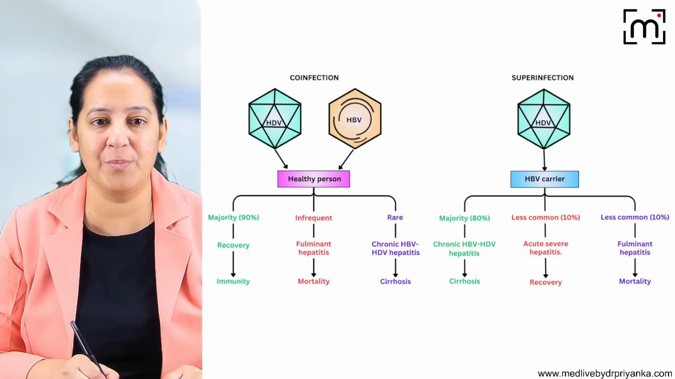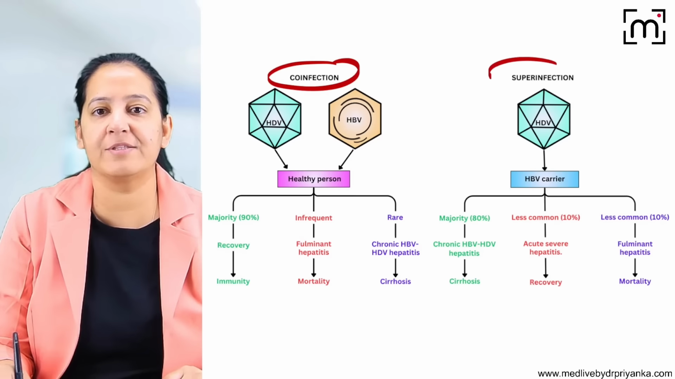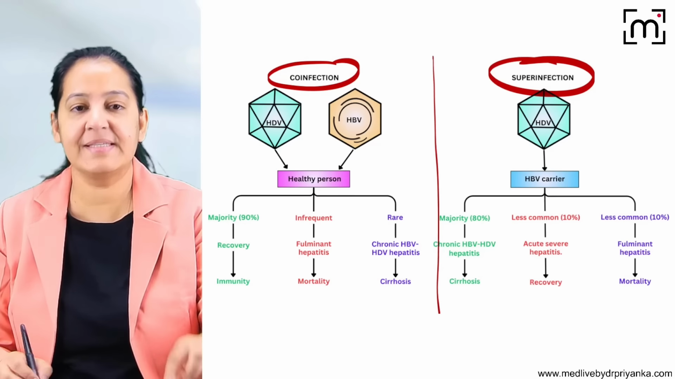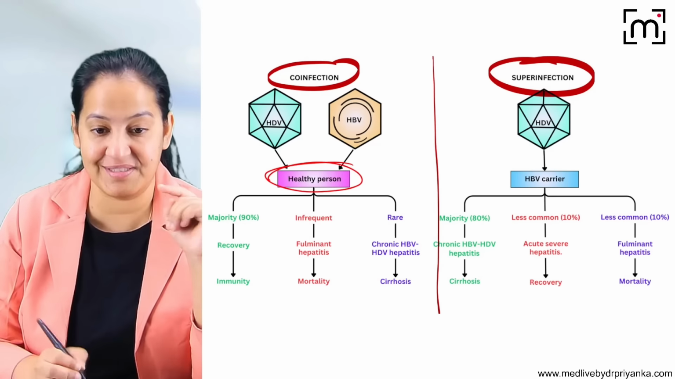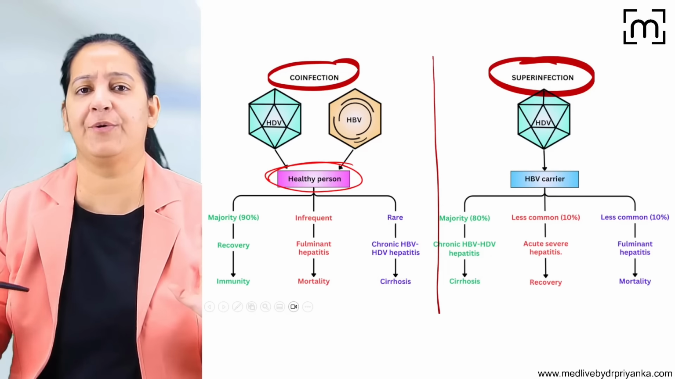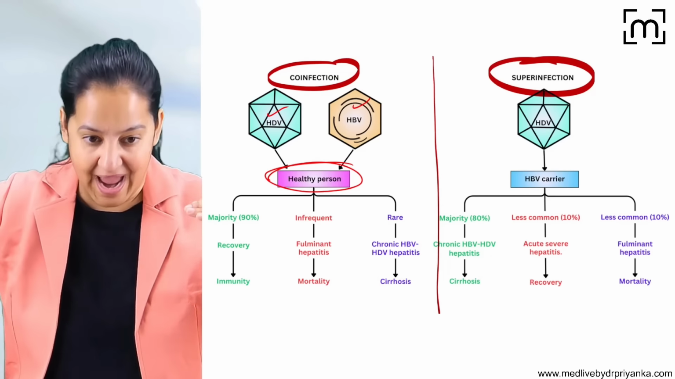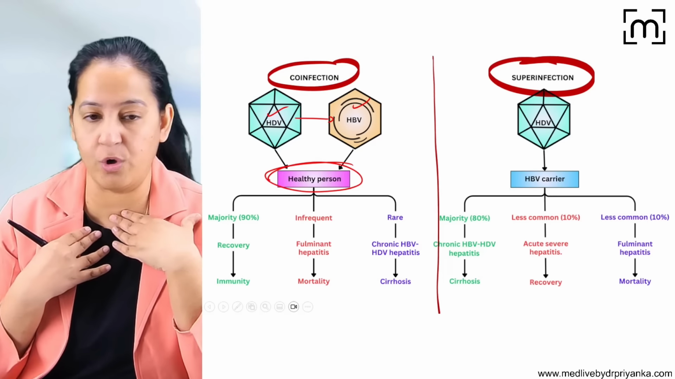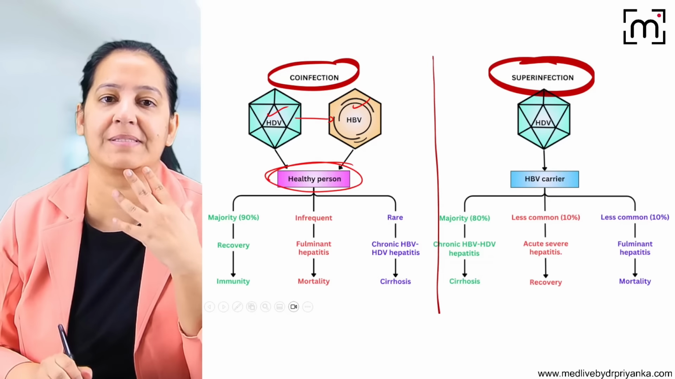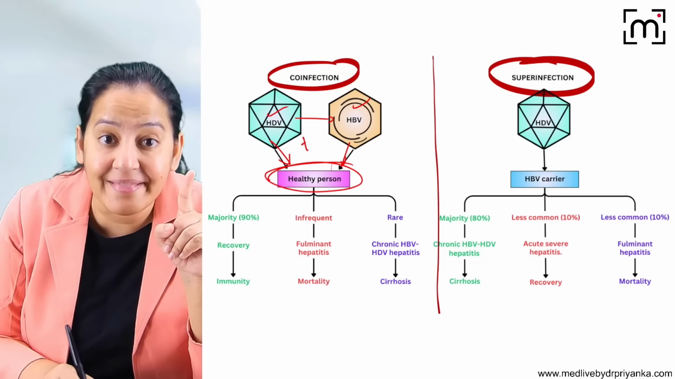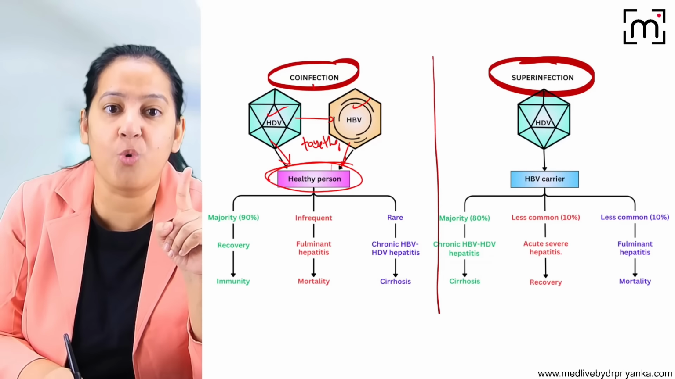Let me explain what co-infection means and what super-infection means. Please understand the difference between them. So listen, imagine there is a healthy person, any healthy human being, who doesn't have anything in the liver, absolutely healthy. So B and D entered together. D is asking B, you also come with me, I'm very shy, I will not go alone, so let's enter together in this person. So in a human being, B and D entered together. Together is co-infection.